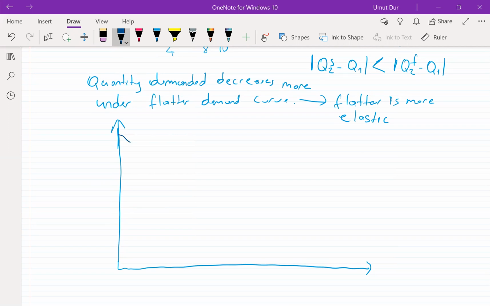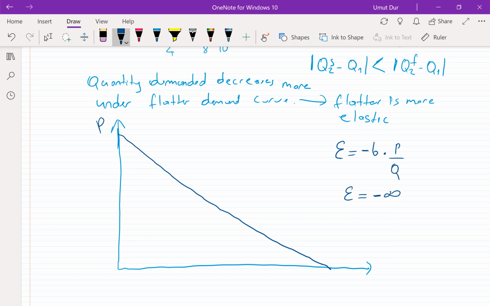Let's think about a demand curve here. Let's remember the elasticity. It is minus b times p over q. When we have perfectly elastic demand, it is equal to minus infinity. So this is price and this is quantity.